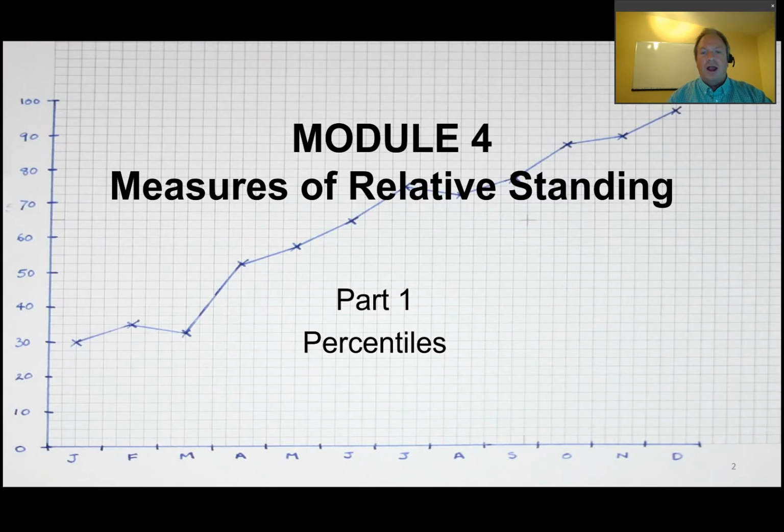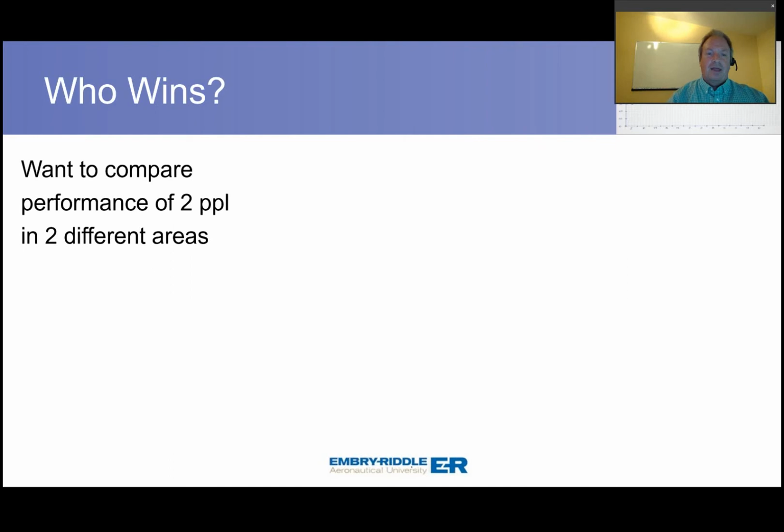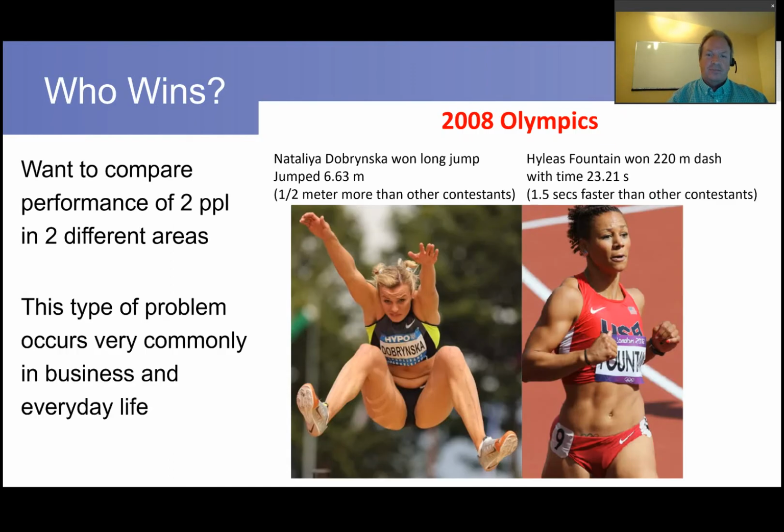And we want to talk about measures of relative standing in this module. We're going to find out that there are two different ways that we can represent measures of relative standing. The first, which is what we're going to cover in this video, is percentiles. Percentiles are actually a very nice way of motivating what a measure of relative standing is in the first place. So I want to go back and talk about the situation that we discussed in the introduction.